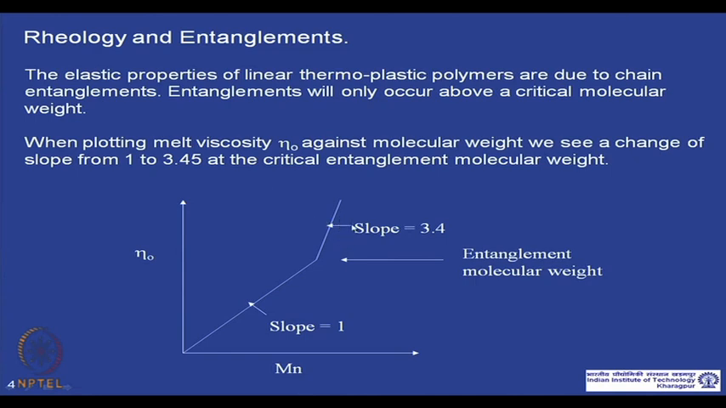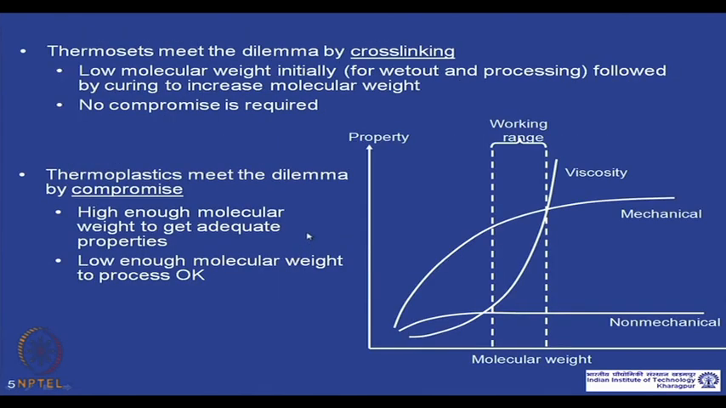You always want a polymer somewhere above the entanglement molecular weight, just above it, so that it can be processed easily. So this is a dilemma: which molecular weight should we make? If you make a very high molecular weight, your properties will be higher, but at the same time you lose processability, it is very difficult to process. So you have to have some compromise, you have to make the molecular weight somewhere intermediate, so you get the best of both.